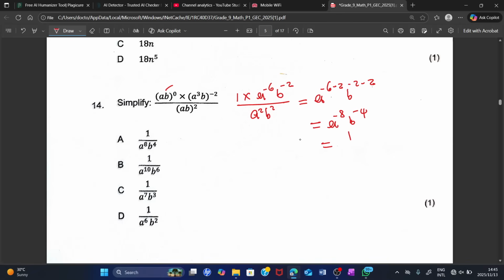Then it will be 1 over a to the power of 8, b to the power of 4. Is it there? I mean b, okay? Yes, a to the power of 8 and b to the power of 4. So the answer is what? The answer is A. You can see it's there. Okay.